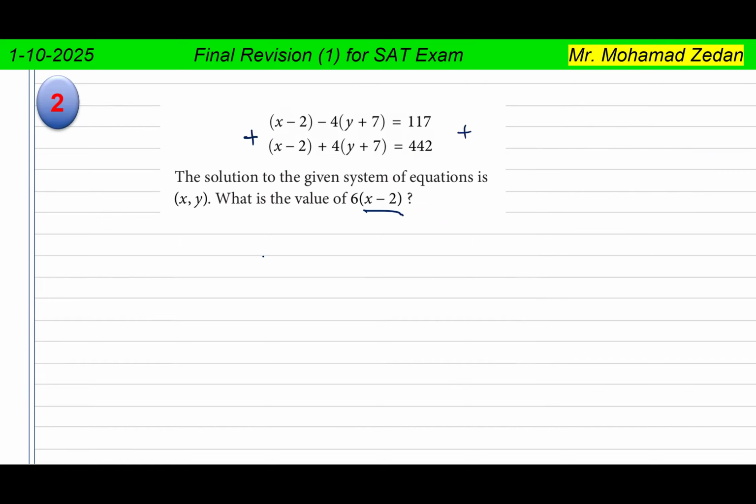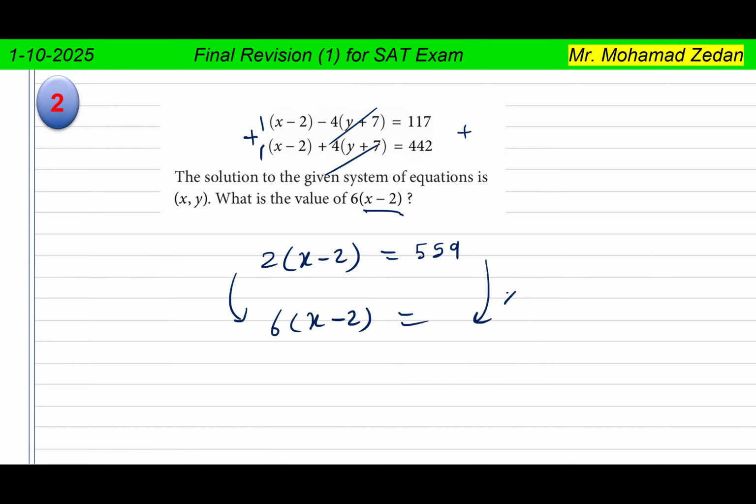When you add, you have a double of x minus 2 because you have 1 and 1 here. And the y part will cancel out, negative 4 plus 4 is 0. And the sum here will be 5 plus 5, 9. And after that, from 2 times x minus 2, I need the value of 6 times x minus 2. So multiply by what number? Perfect. Take this value and multiply it by 3, and this is the answer. Very easy question. Just be careful what you need and assign.